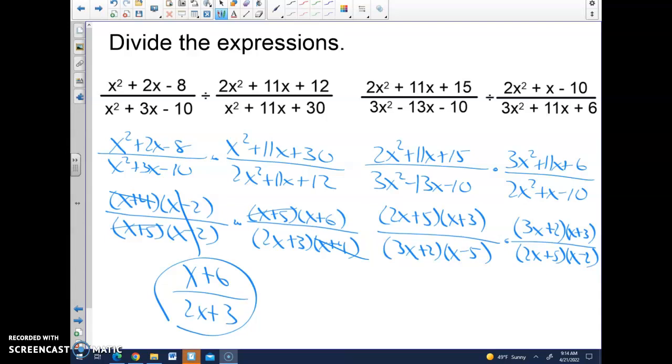And now there's nothing vertically that cancels. But diagonally, 2x plus 5 and 2x plus 5, 3x plus 2, 3x plus 2. I can't stress this enough. X plus 3 and x plus 3 don't cancel. You multiply across. And then x minus 5, x minus 2.